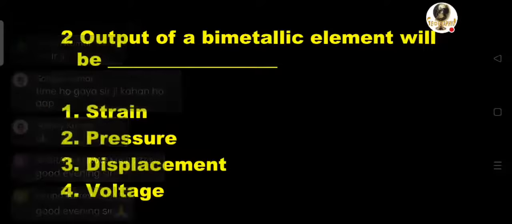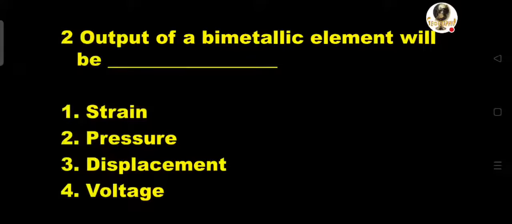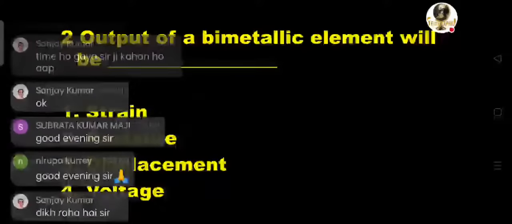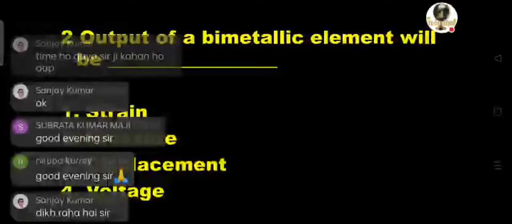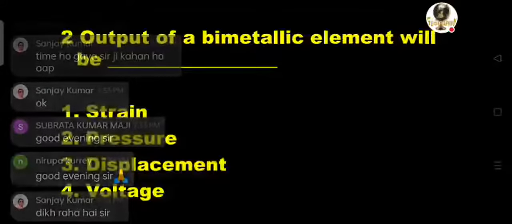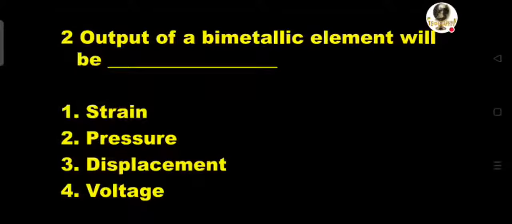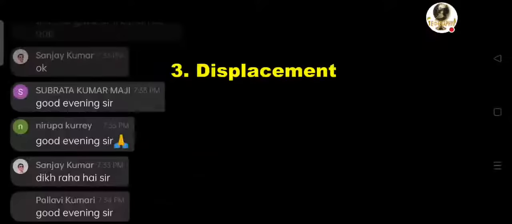The output of the bimetallic element will be strain, pressure, displacement, or voltage. This is another question: the output of a bimetallic element will be strain, pressure, displacement, or voltage. This is important. The element is used for measuring temperature, and it basically produces a proportional output.